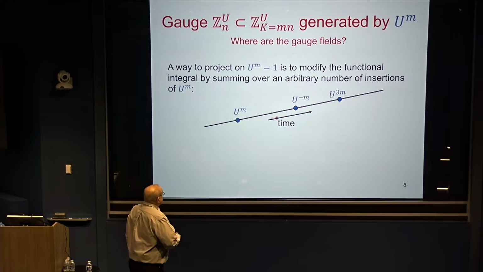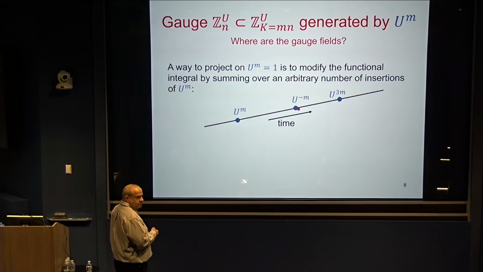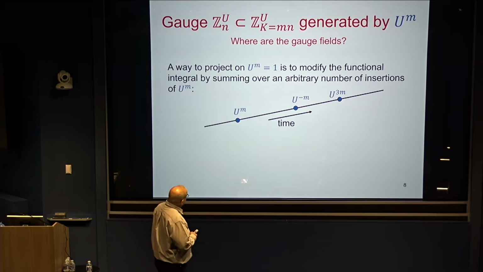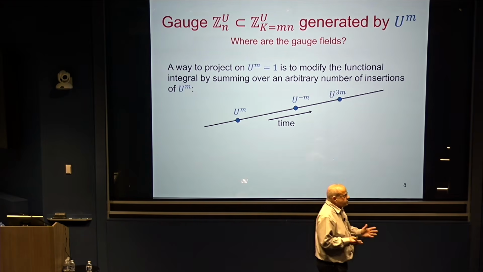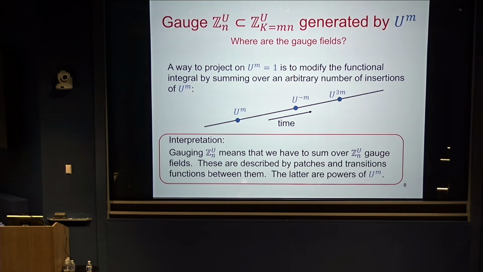This is my space-time, it's just time, it's a line. And when we have a gauge theory, we have to divide it into patches. And between two patches, we have transition functions. And we have u to the m is the transition function. So the sum over all possible insertions is exactly the same as the sum over the gauge fields. So we sum over the gauge fields by breaking it to all possible patches and sum over all possible transition functions. So the interpretation is that gauging that symmetry is the same as summing over all possible gauge fields. And these are described by these patches and transition functions, and these are this u to the m.